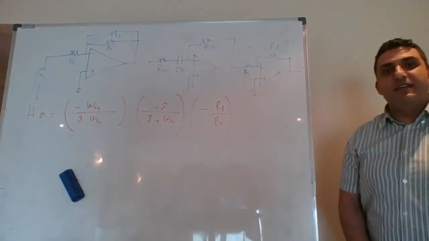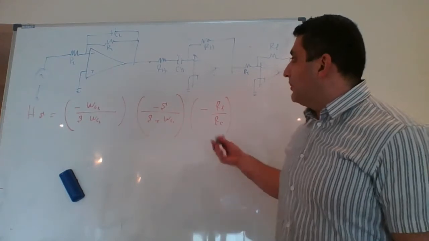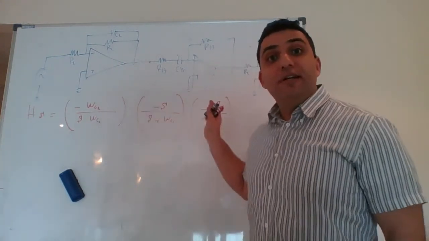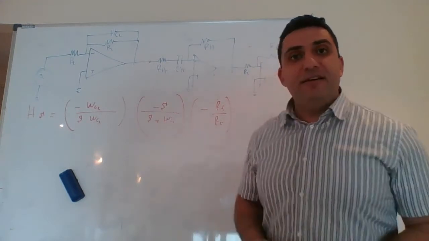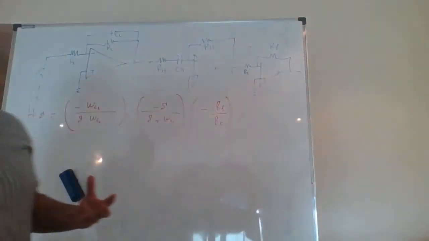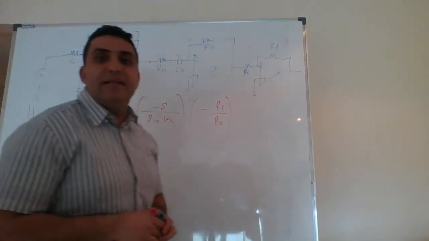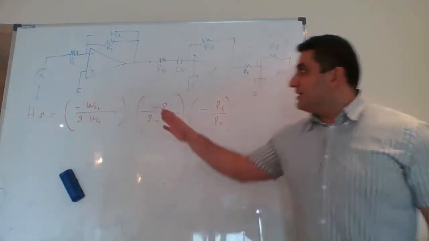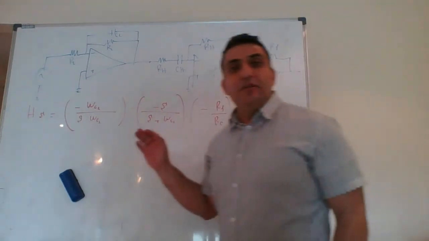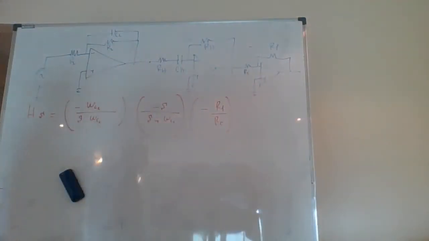That's my H of S. Now, under the condition where omega C2 is very big compared to omega C1, I can define my center frequency omega 0 and my bandwidth beta. Is that clear how I design the system? I have omega 0 in relation to omega C1 and omega C2, and the bandwidth is also between omega C1 and omega C2. Is that clear?